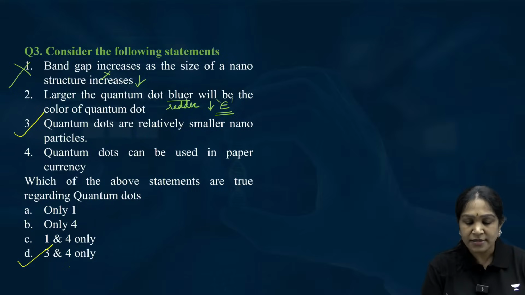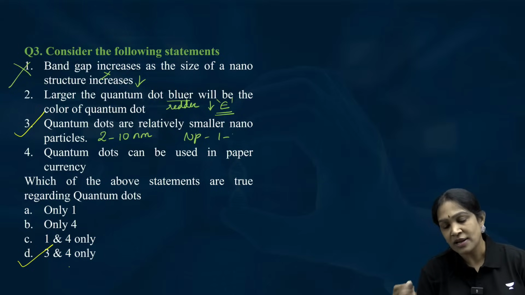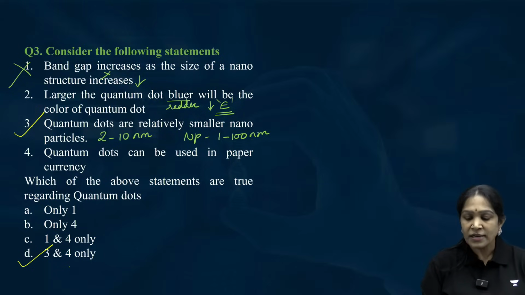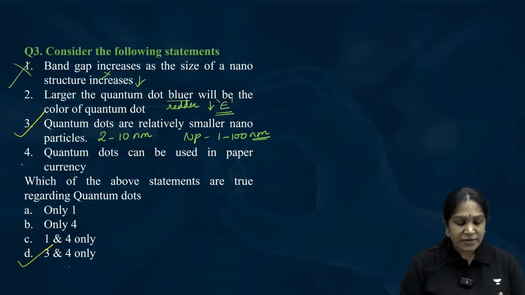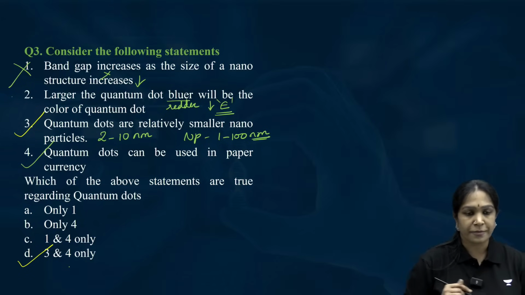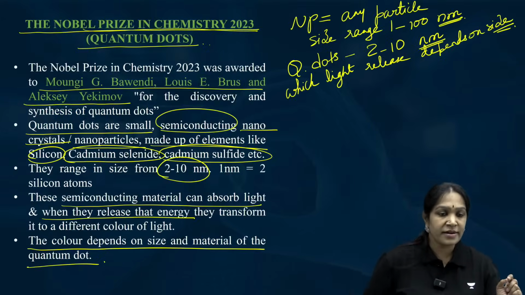Next, quantum dots are relatively smaller, 2 to 10 nanometers, whereas nanoparticles are 1 to 100 nanometers. They are relatively smaller nanoparticles, correct. Quantum dots can be used in paper currency, yes. So the right answer is D. Statements 3 and 4 are the correct statements. This is wrong. And this is the Nobel Prize in Chemistry for the year 2023.